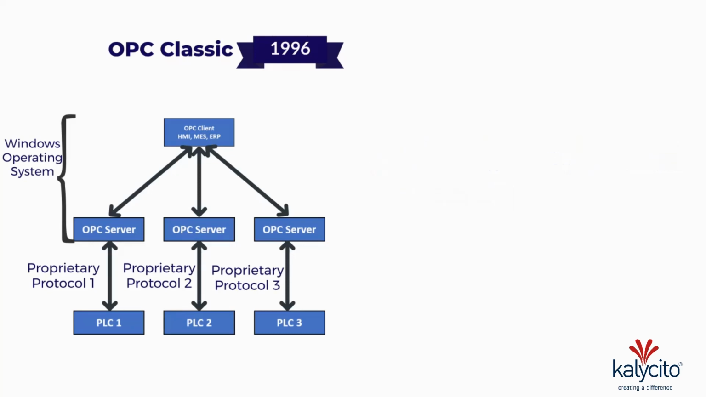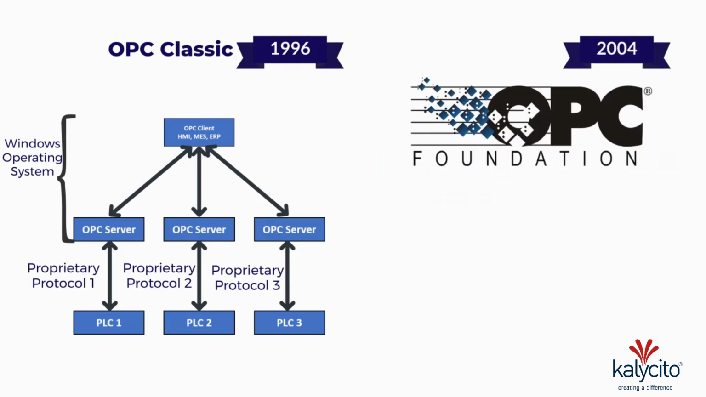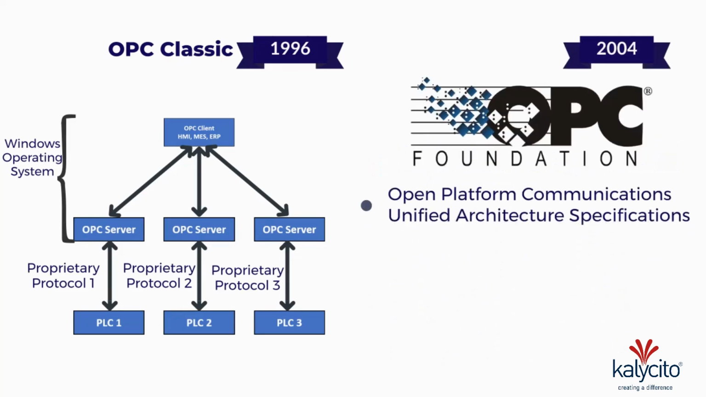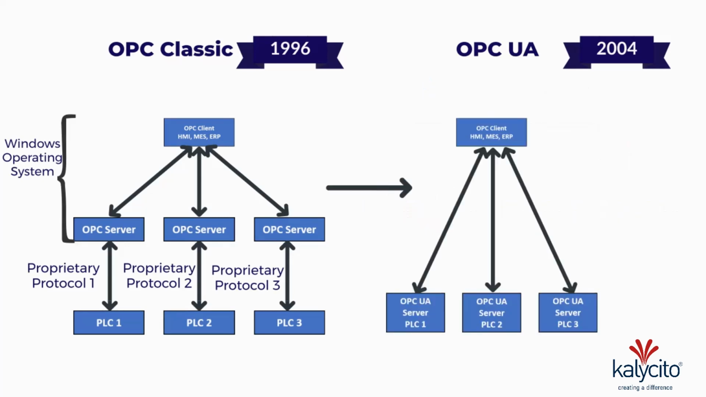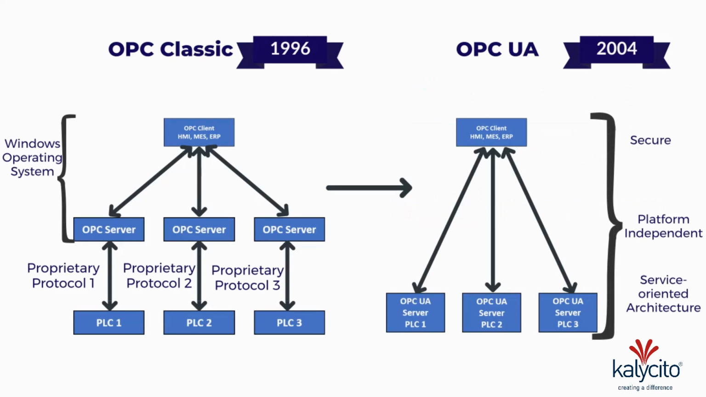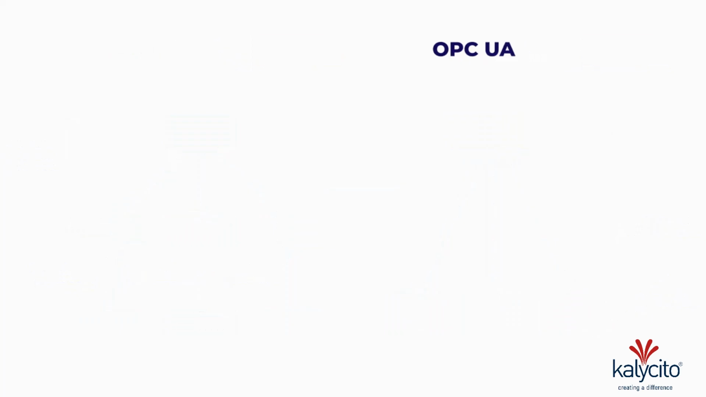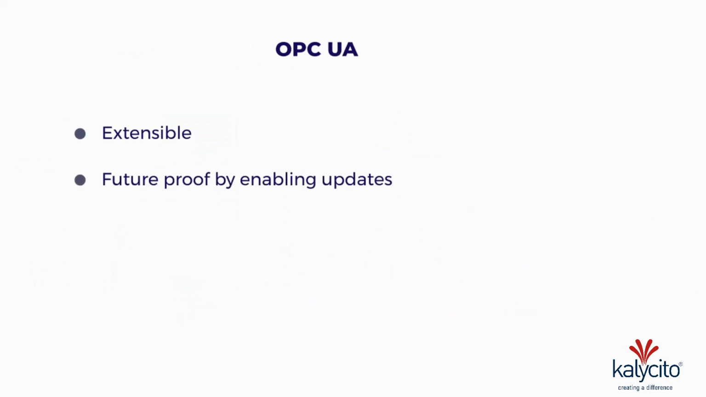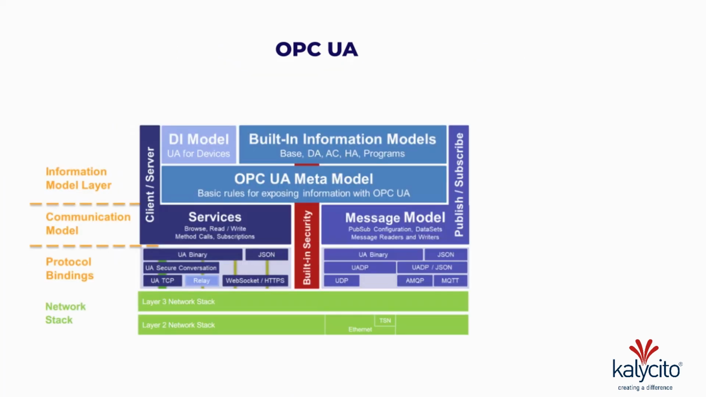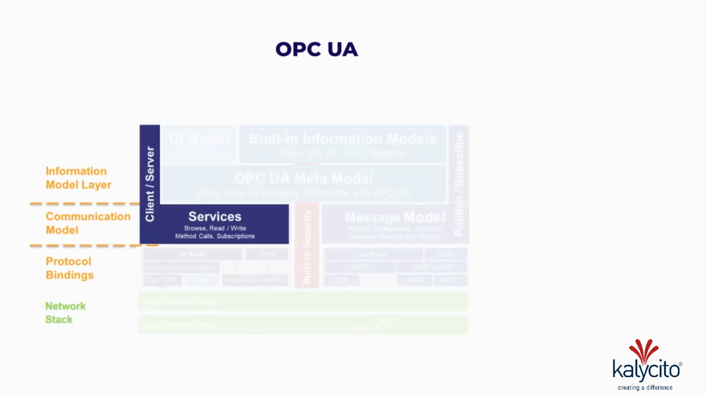In response to this challenge, in 2004, the OPC Foundation developed the Open Platform Communications Unified Architecture (OPC UA) specifications that build on top of OPC Classic and provide a more secure, platform-independent, and service-oriented architecture that is scalable across a wide range of compute hardware and operating systems. OPC UA is also extensible, and this makes it future-proof by enabling updates to leverage newer security standards and transport protocols, among other features.